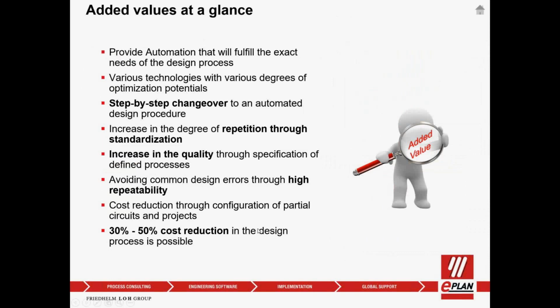So at a glance, what are the values? We want to provide automation that will fulfill the exact needs of the design processes. We want to use various technologies with various degrees of optimization potential. This is the level of flexibility that we have to offer. Step-by-step changeovers to an automated design process. If I need to make any changes, I need to do those quick. Increase in the degree of repetition through standardization.